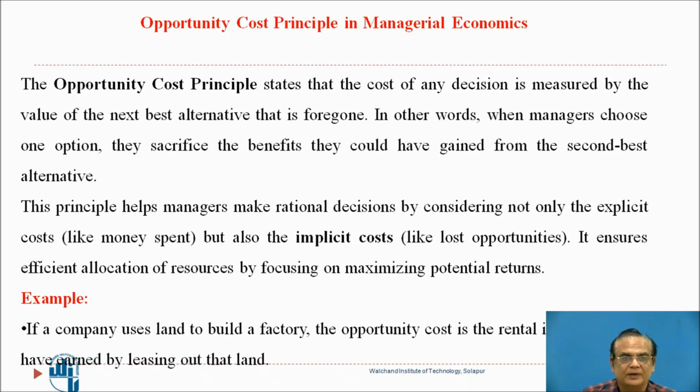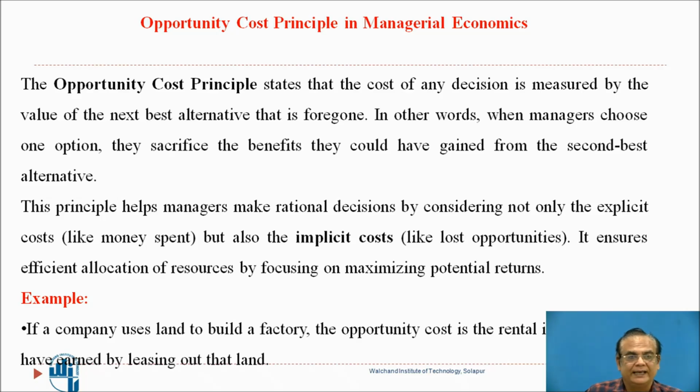Now let us see the next principle, the opportunity cost principle. It says that the cost of any decision is measured by the value of the next best alternative that is foregone. When managers choose one option, they sacrifice the benefits they could have gained from the second best alternative. This principle helps managers make rational decisions by considering not only explicit costs like money spent, but also implicit costs like lost opportunities. It ensures efficient allocation of resources by focusing on maximizing potential returns.